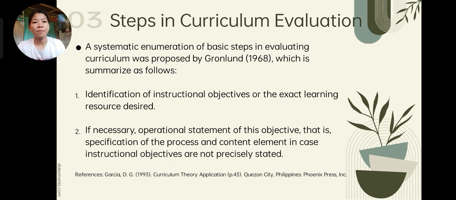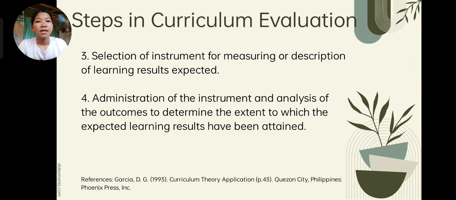to solve a problem. Then, number 3, selection of instrument for measuring or description of learning results expected. As a teacher, you need to choose appropriate tools or methods to assess whether students have achieved the instructional objectives. For example, select a combination of quizzes, experiments, and final projects to assess student understanding of gravity.